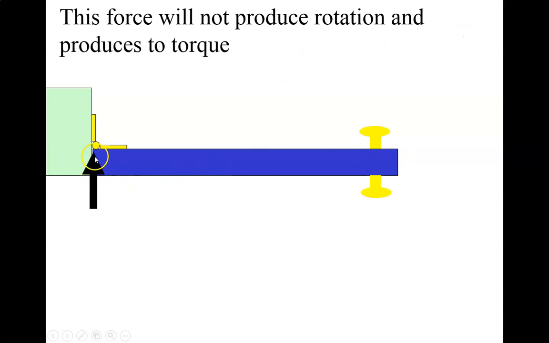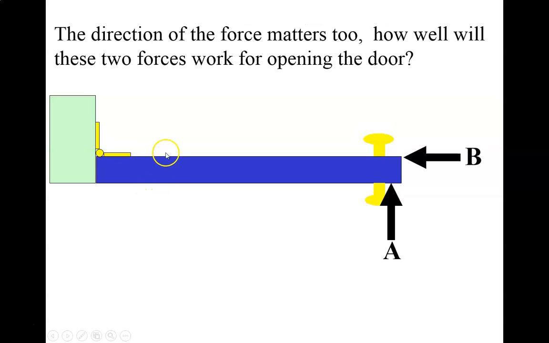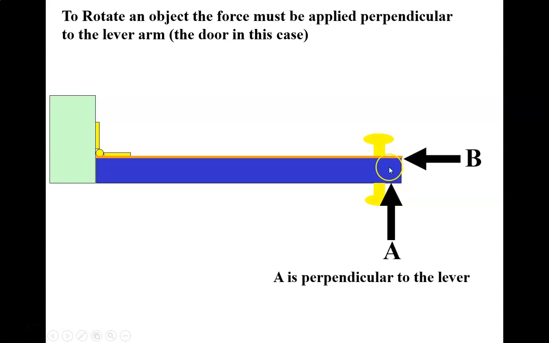Any force that points to the hinge, or the axis of rotation, will produce no torque whatsoever, and will thusly not rotate the door. So if we're applying equal forces at different locations or in different directions on our door, which one of these is going to be more effective at opening the door? It's going to be A, because A is perpendicular to the lever arm. B is parallel to the lever arm and points to the axis of rotation, points to the hinge, and any force that points through the axis of rotation creates no torque and will cause no rotation.